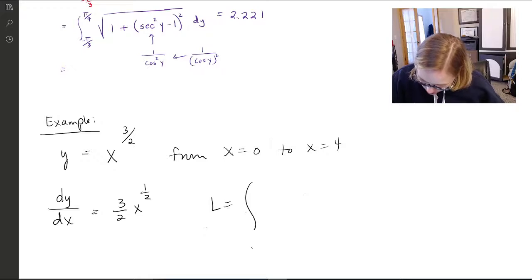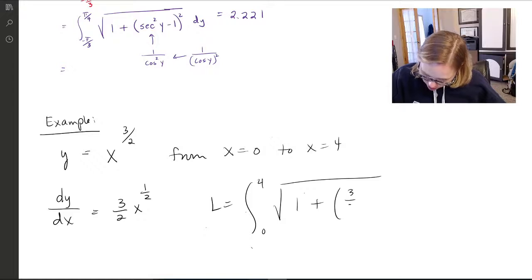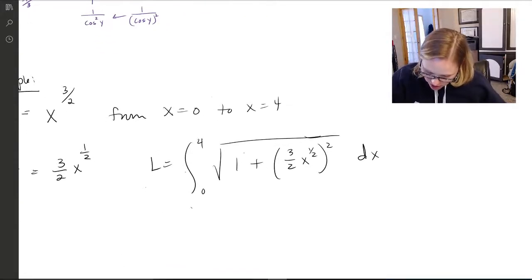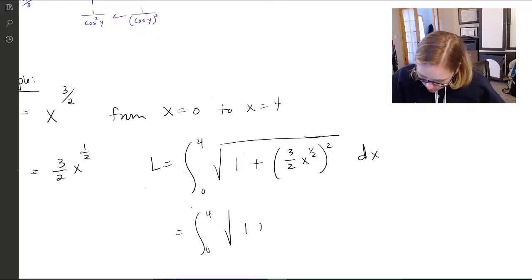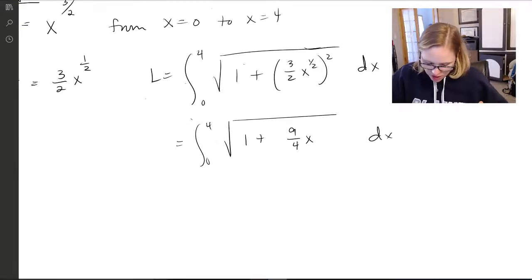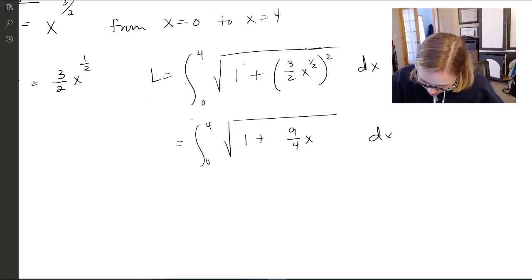So the length of the curve is going to go from 0 to 4, the square root of 1 plus my derivative, 3/2 x to the 1/2 squared dx. Now, no calculator means I'm going to have to do some algebra on the inside. So this becomes 0 to 4, 1 plus, when I square everything inside, 9/4 x dx. So the squaring of the x to the 1/2 just becomes x, but I need to remember to square both of the numbers.